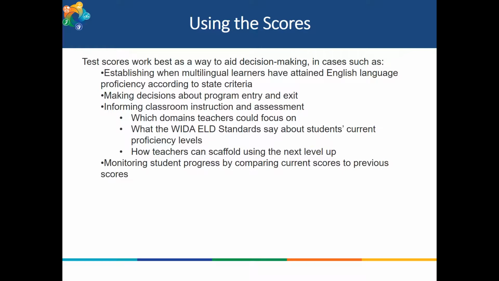So the ACCESS for ELLs scores have many potential uses, from determining student placement to guiding the creation of new curricula. Test scores work best as a way to aid decision making in cases such as establishing when students have attained English language proficiency according to state criteria, making decisions about program entry and exit, informing classroom instruction and assessment, and also monitoring student progress by comparing current scores to previous scores. So that definitely gives you that data point. If you use a previous score report along with a current score report, it really gives you a snapshot, especially looking at that bottom half, of a greater idea of the progress that the students have made.